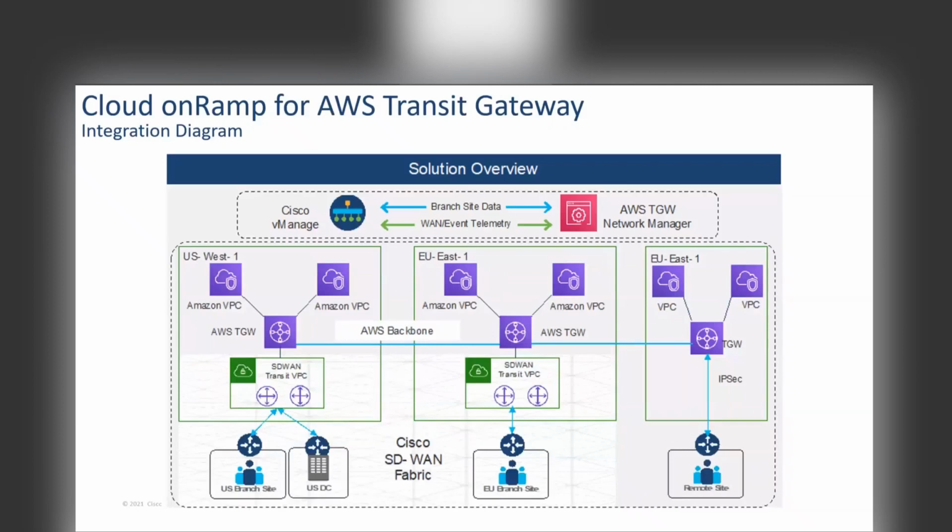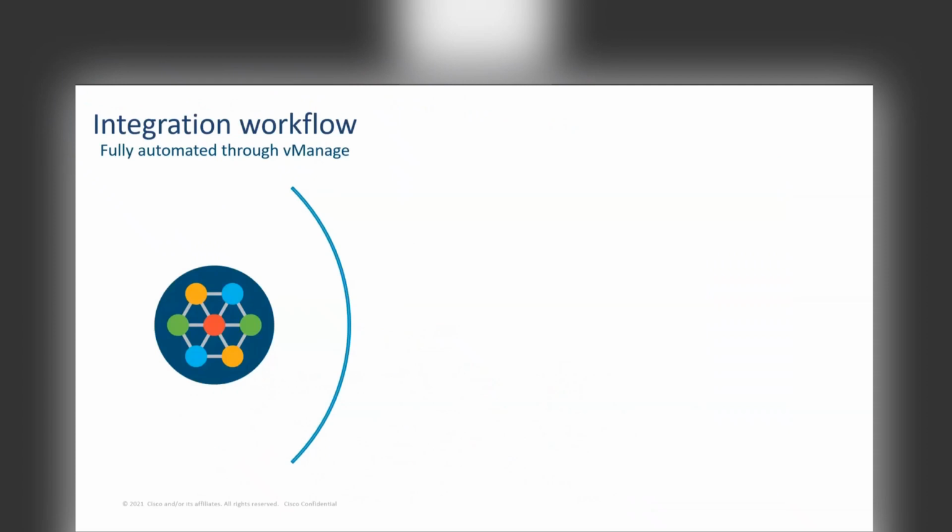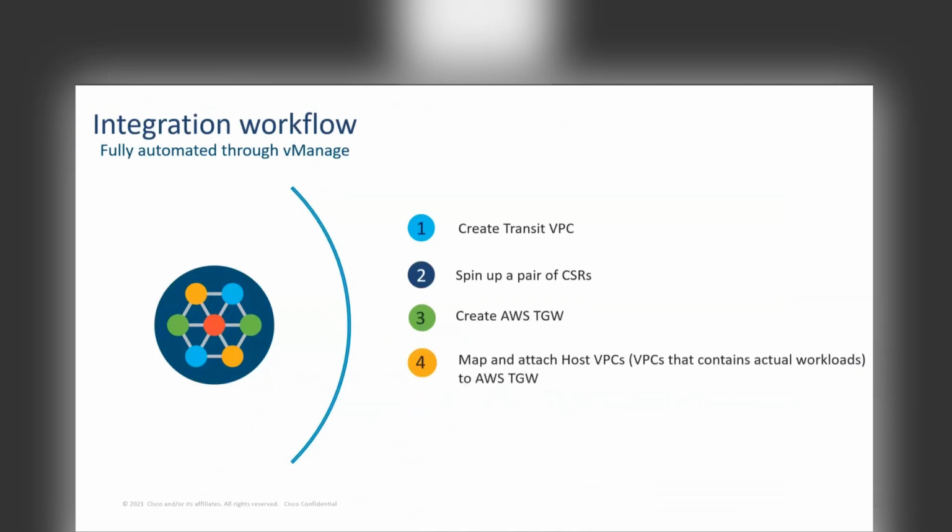There are 4 key components of this integration: Cisco Cloud on-ramp for multi-cloud, Cisco SD-WAN virtual router, AWS Transit Gateway, and AWS Transit Gateway Network Manager. At high level, these are the steps that need to be done through the easy-to-use interface of vManage. Create a Transit VPC, spin up a pair of CSRs, create AWS Transit Gateway, and map and attach host VPCs to AWS Transit Gateway. Last but not least, establish IPsec tunnel and BGP peering between CSRs and AWS Transit Gateway.